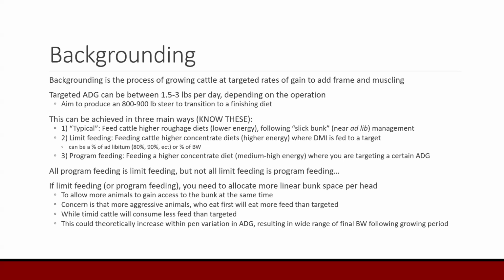So the backgrounding process is a process of growing cattle at targeted rates of gain to add frame and muscling. Targeted average daily gain can vary widely. It can range from 1.5 to 3 pounds per day, depending on that operation and what their specific goals are. And you see a big geographic difference. High Plains feed yards will have a faster rate of gain in the backgrounding phase than Midwestern feed yards.